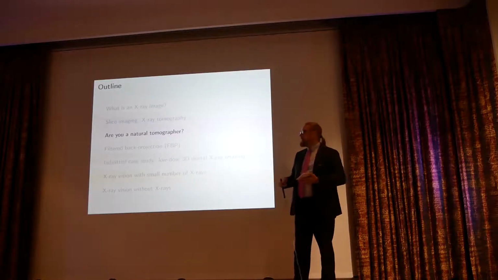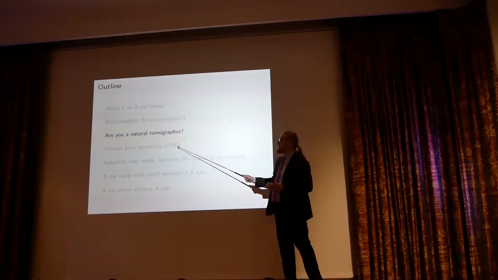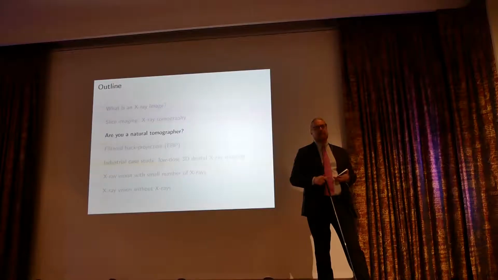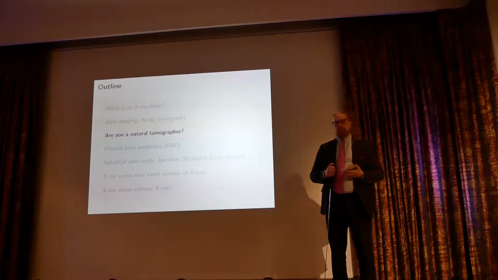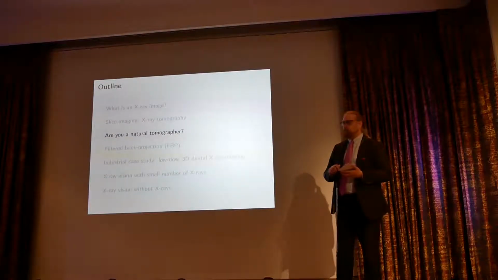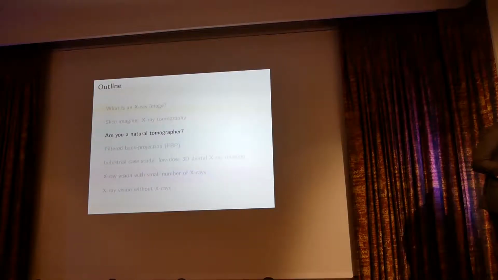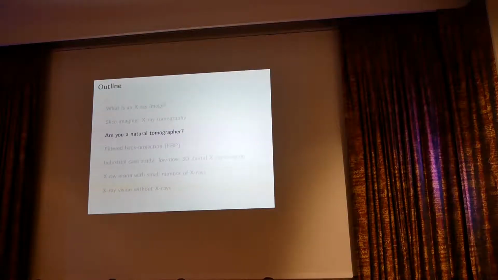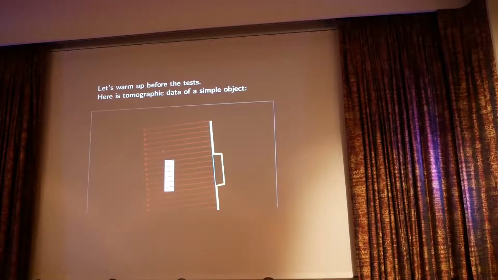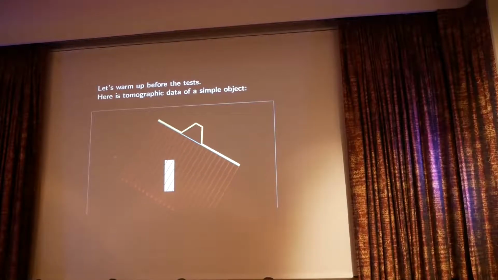Now, before explaining to you how this so-called filtered back projection works, I will challenge you a bit. Let's see how natural tomographic thinkers you are. We'll make a few tests. The tests go like this. I'll first show you. This is a warthog. So there's an object you can see, and here is the tomographic data.